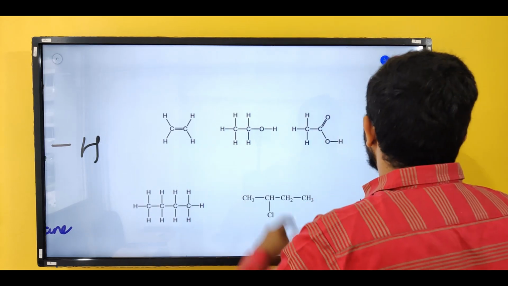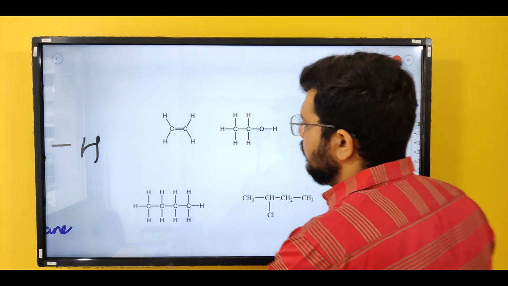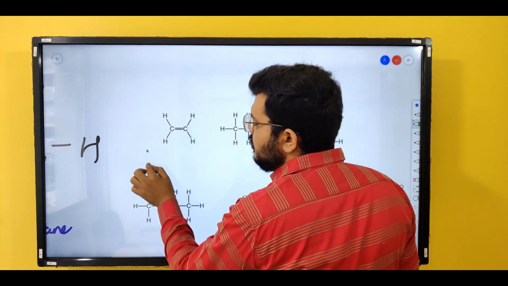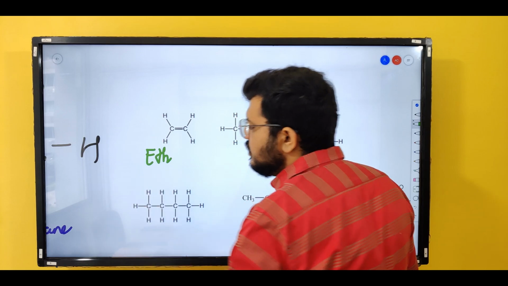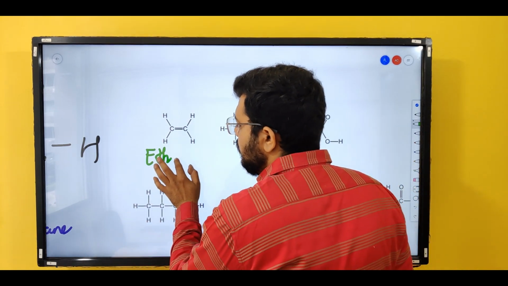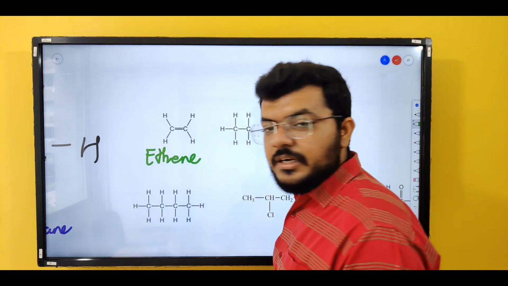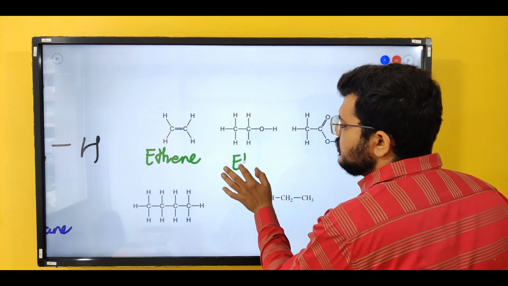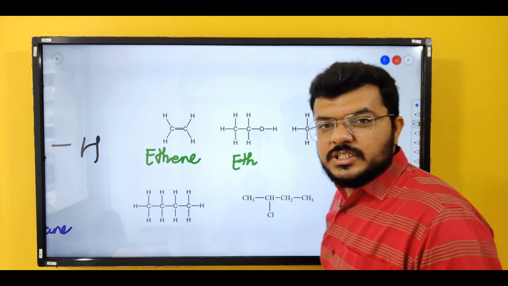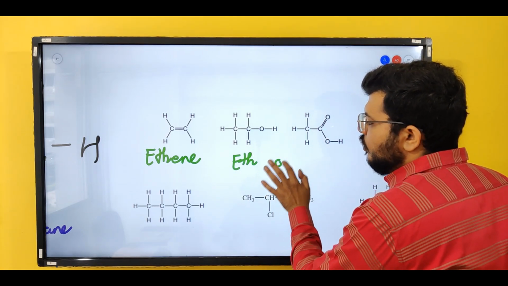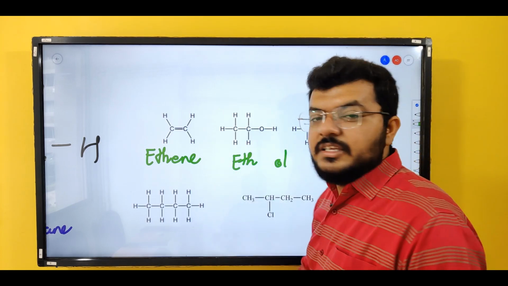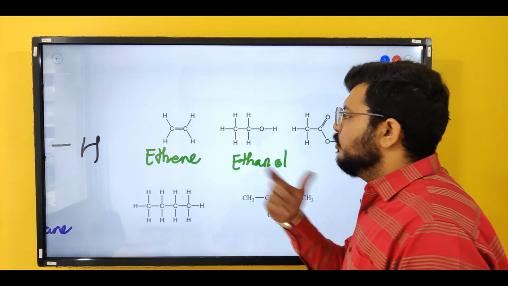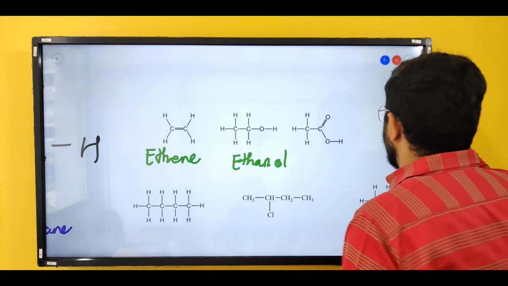You have C double bond C and hydrogens are given, right? There are two carbon, so the chain name is eth, and there is a double bond existing, so ethene, right? Ethene. For this one you have two carbon, so it is eth, right? There is OH, so it will have "ol" in its name, but it has a single bond between carbon, so it is ethanol, right? The name of this compound will be ethanol.